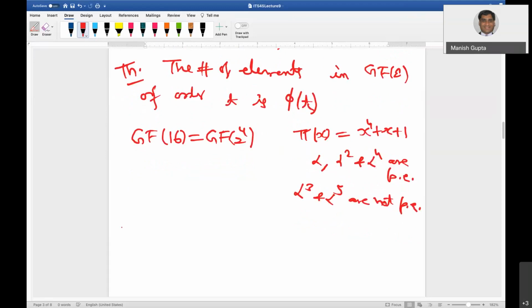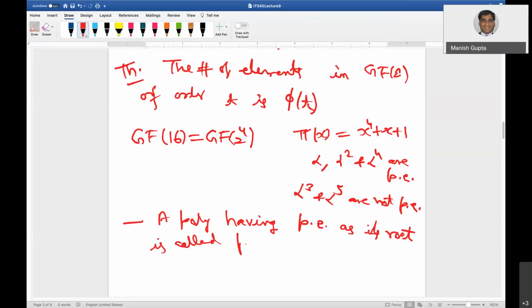So I can mention here a polynomial having primitive elements as its roots. A polynomial whose roots are primitive elements is called a primitive polynomial, PP. Okay, it's called primitive polynomial.